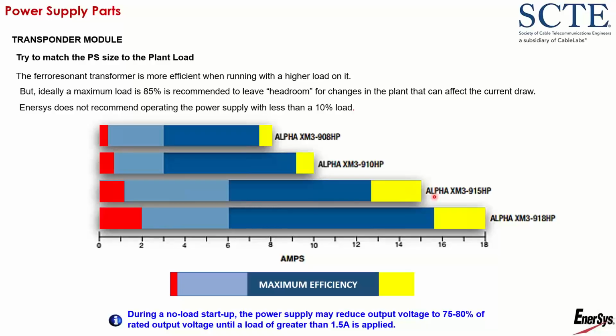If I'm running my 18 amp power supply at 18 amps, I have no room for changes in my plant. And when I go over that 18 amps, it's going to cause my power supply to shut down. You don't want to run less than 10%. Down here, they are really inefficient. Kind of makes the power supply work harder. And if you get way too low, you might actually have the power supply drop its output until you apply a load to it. So don't run them way down at the bottom, but also don't run them way up at 100%.